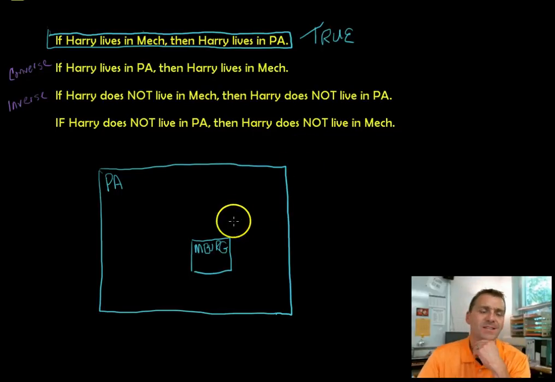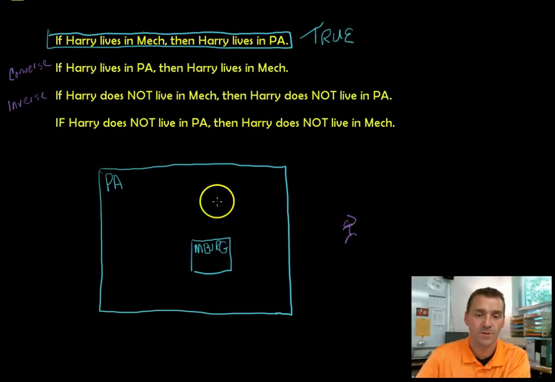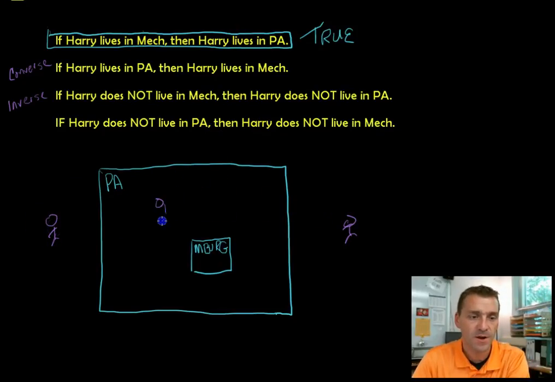So if Harry does not live in Mechanicsburg, that means he cannot be in this box right here. So does that mean that Harry does not live in PA? Well, sure, he could be over here in New Jersey somewhere. Why would he be in Jersey? I have no idea. Just kidding, people from Jersey. Well, over here in Ohio, he could be over there. But he also could be in Pennsylvania. He could be right there.